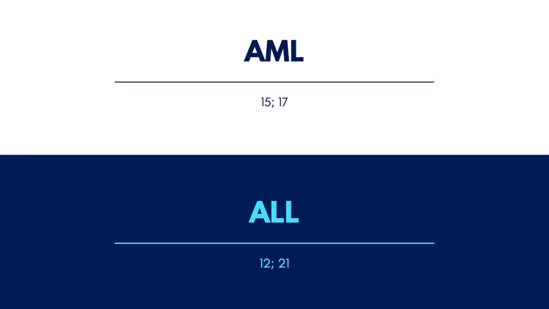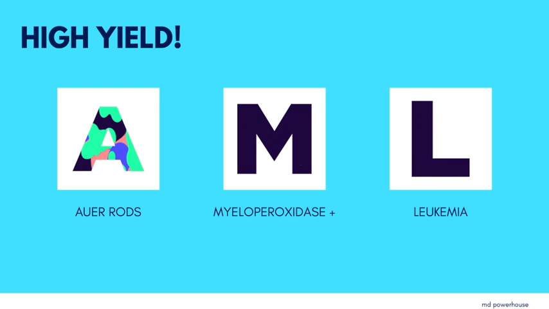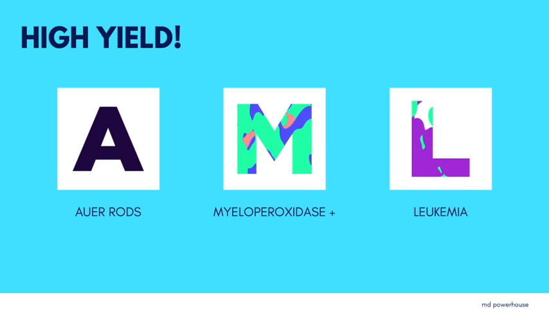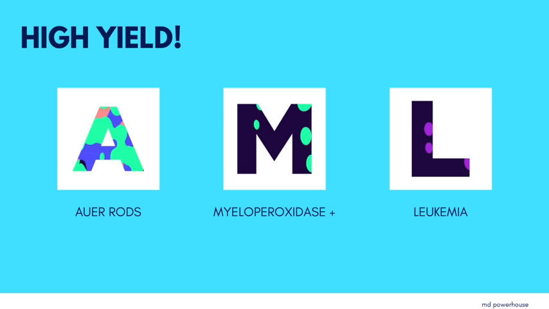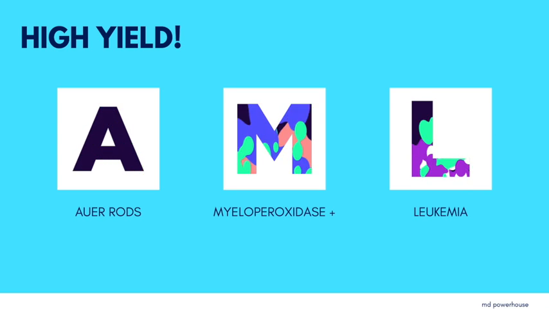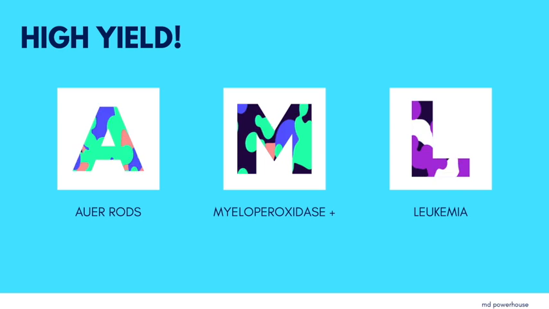So I don't really have a cool mnemonic to remember these translocations, but I do have a mnemonic for you to remember the extremely high yield points that are tested for AML. And we can use the letters in AML to remember these high yield points. So the A for Auer rods that are seen, and M for myeloperoxidase positive, and L for leukemia, of course. So if you remember this mnemonic AML, that can also give you some bonus points on exam day.